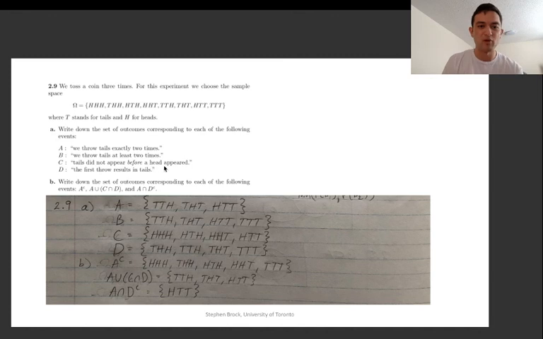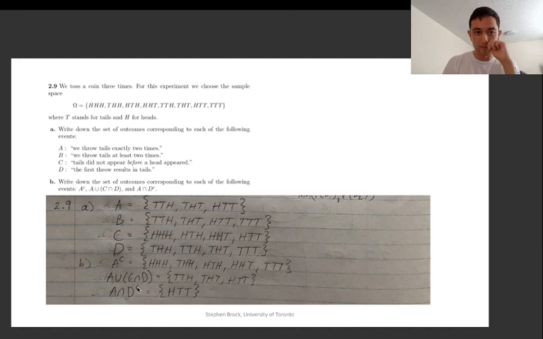If you look at their definitions, C is tails did not appear before a head appeared. That means that a head had to appear first, and we might not even have seen any tails. And then D is the first throw was a tails. So if a head had to appear first, then there's no way that a tails was the first flip. So that has to be the empty set. And so A union the empty set, or in fact any event union the empty set, is just that event itself. So this is just A.